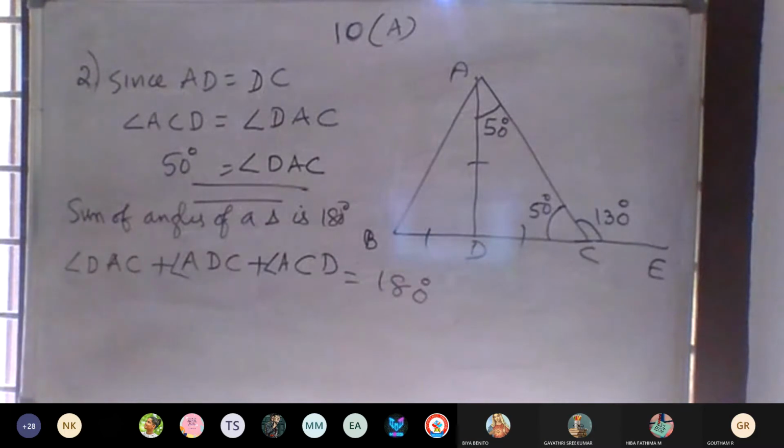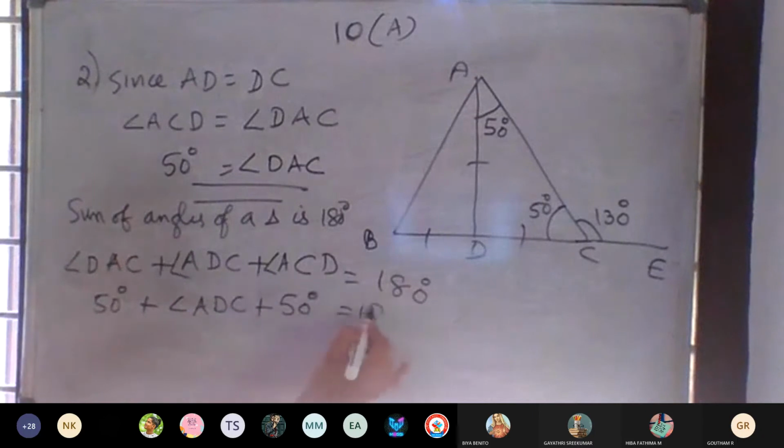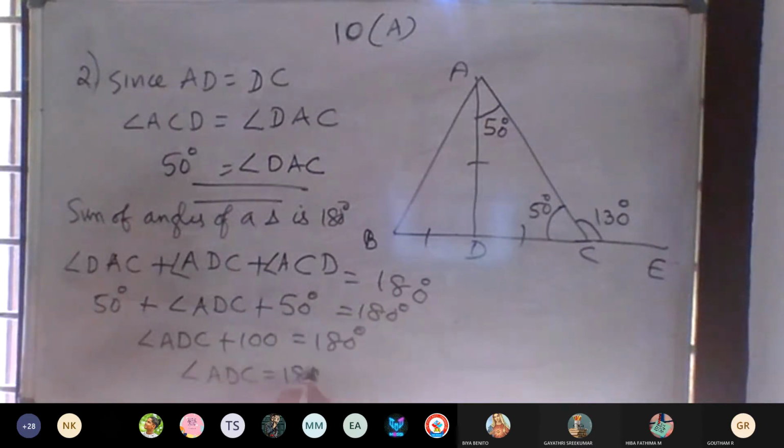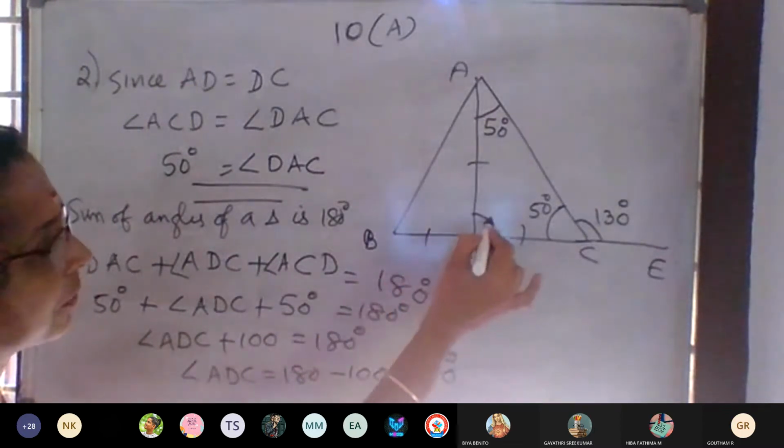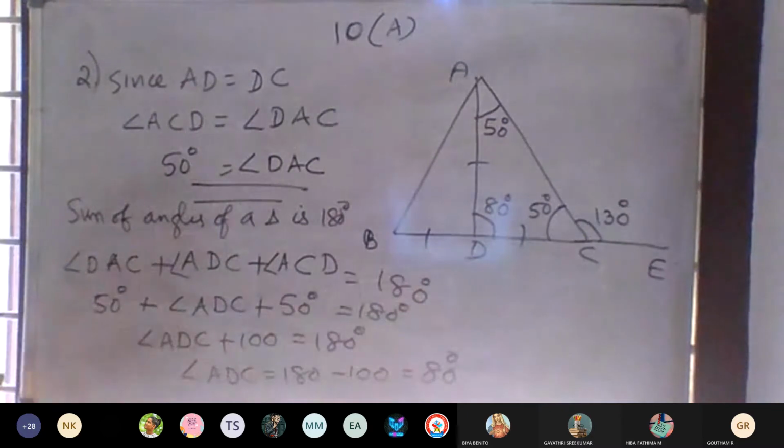So angle DAC is 50 degrees, plus angle ADC which we don't know, plus angle ACD which is again 50 degrees, is equal to 180 degrees. So angle ADC plus 100 is equal to 180 degrees. Therefore angle ADC is equal to 180 minus 100, which is 80 degrees. That is, ADC we got as 80 degrees. Is it clear now? Yes, ma'am.